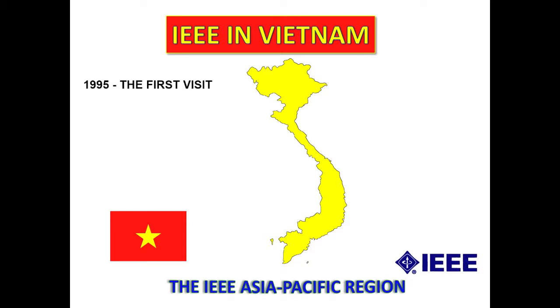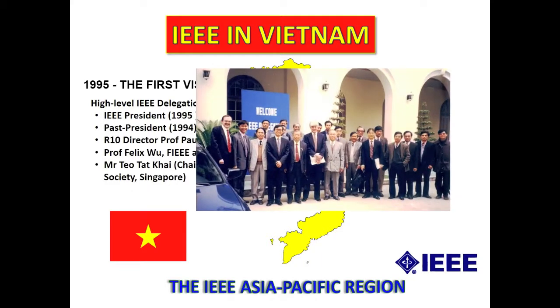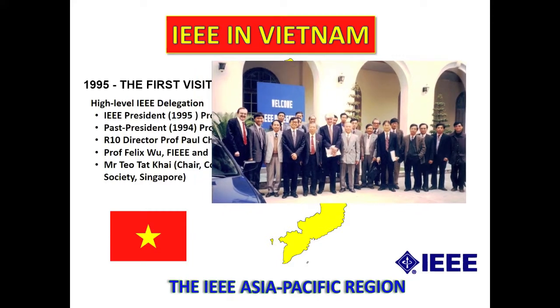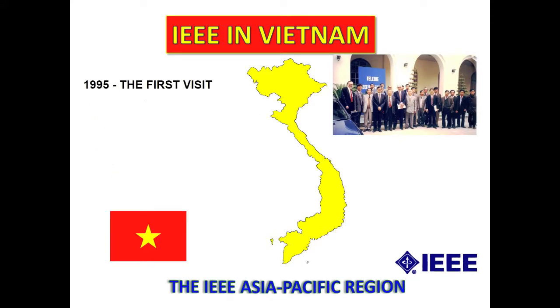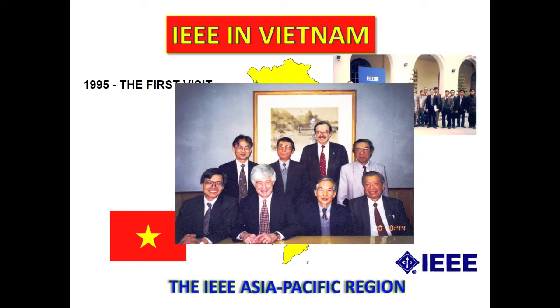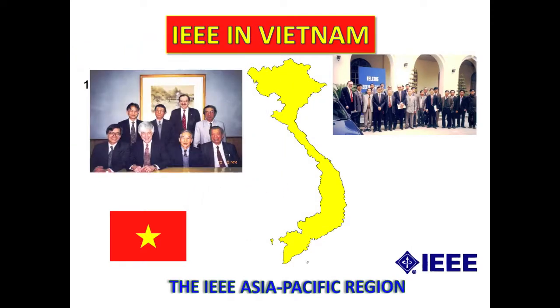In late 1995, a high-level delegation led by IEEE President Professor Tom Kane visited Vietnam. Other members of the delegation were past President Professor Troy Nagel, Region 10 Director Paul Chung, Professor Felix Wu, and the Chair of Computer Society Chapter in Singapore, Mr. Tia Tat K. IEEE delegation was not only warmly welcomed by scientists and engineers but also by Mr.